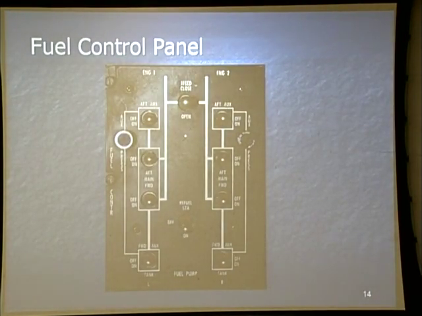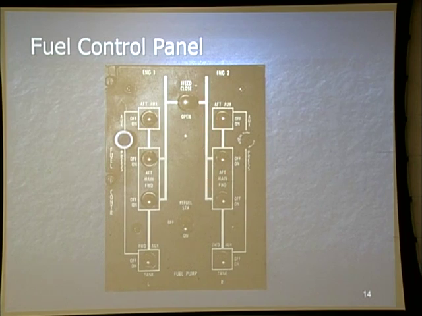Fuel control panel. For any fuel-related questions, the fuel control panel will actually give you all the answers that you need. If you haven't put 2 plus 2 together yet, that is also your fuel schematic. So the aux tanks transfer into the main tanks, and the main tanks feed the engines. And you can see that.